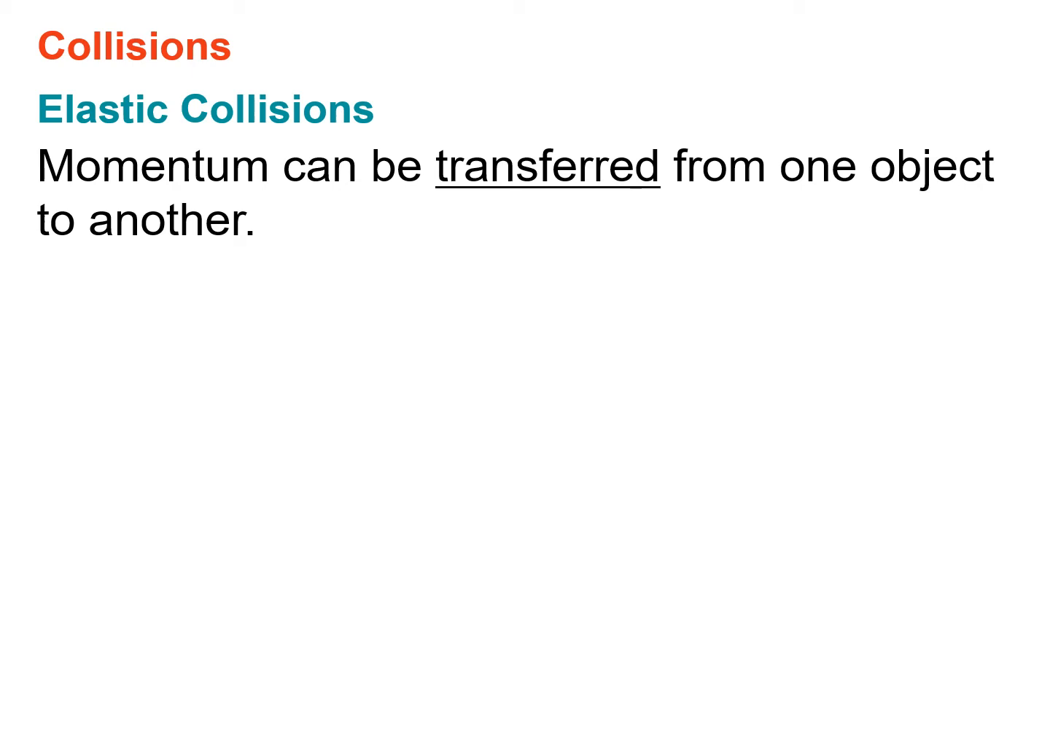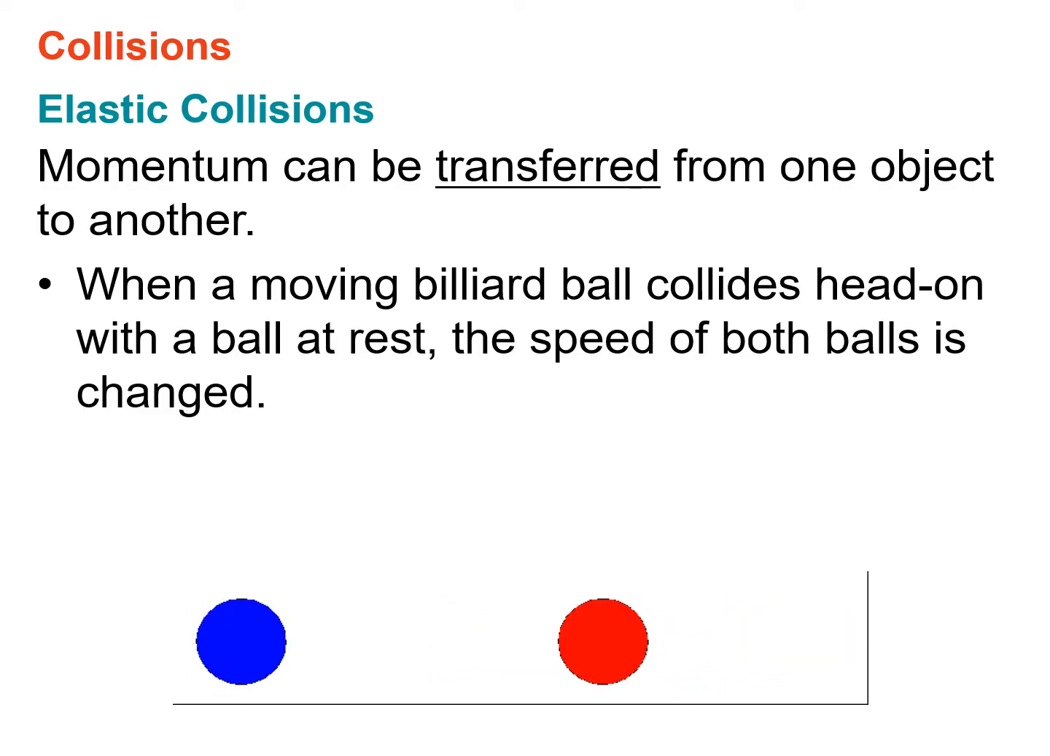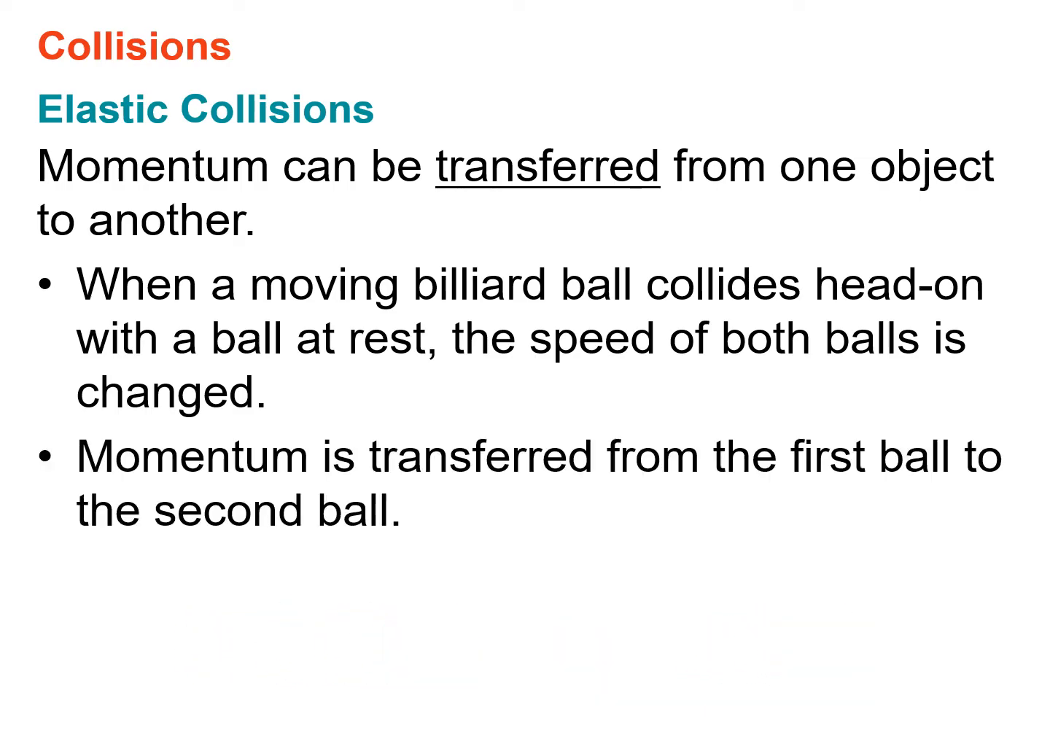So momentum can be transferred, can be given from one object to another. Just think of, say, a game of billiards where you have two billiard balls. If you hit one and it hits another, the other can start moving, as shown in this example here. So momentum must be transferred from one billiard ball to the other.